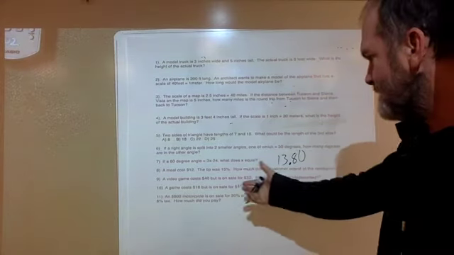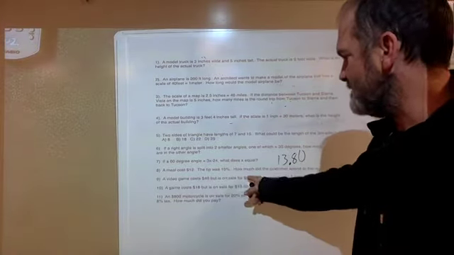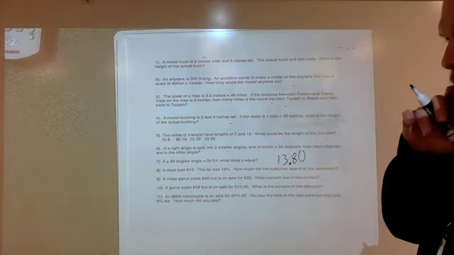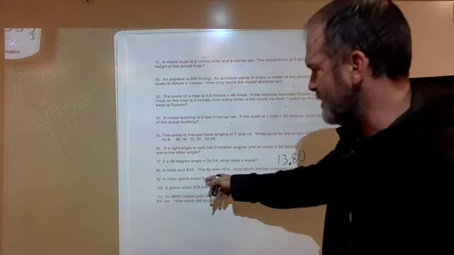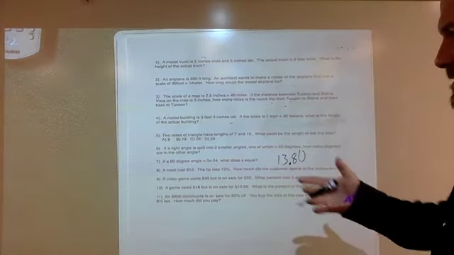A video game costs $40 but is on sale for $32. What percent was it discounted? Well, it was $40. Now it's on sale for $32. They took $8 off the price. So this becomes a what is 8? What percent is 8 of 40?